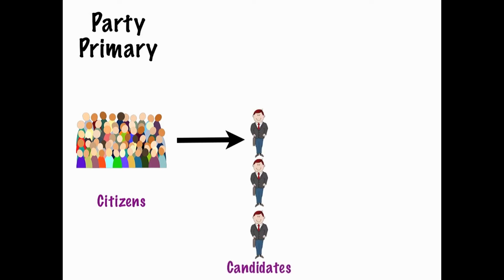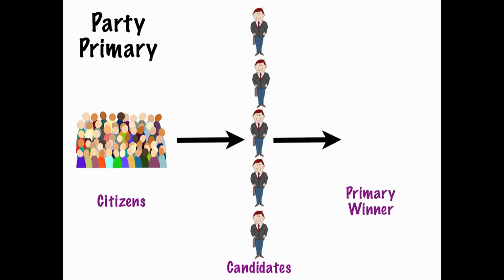Here's a diagram showing how a political party primary works. Citizens vote in a party's primary in which there will be one or more candidates. Each of these candidates belongs to the same political party. The candidate with the most votes is the primary winner. This person will represent the political party in the general election.